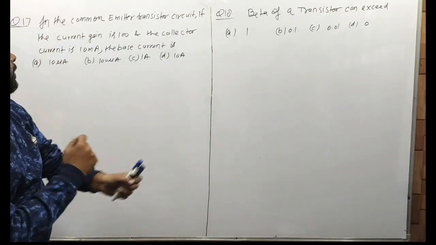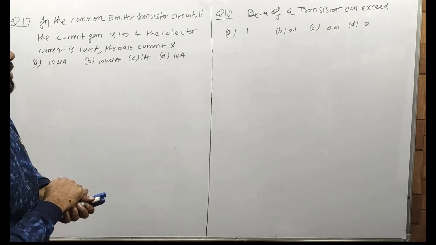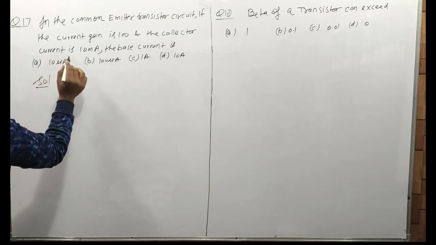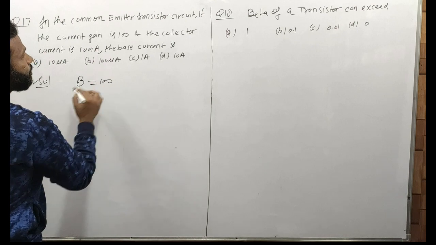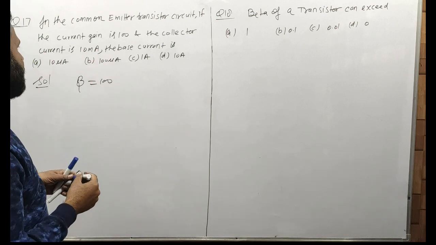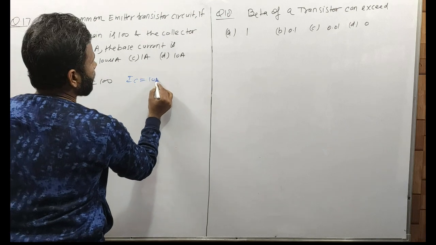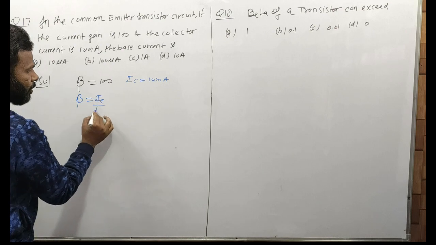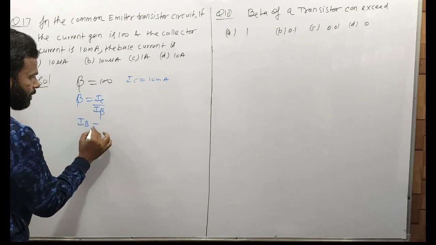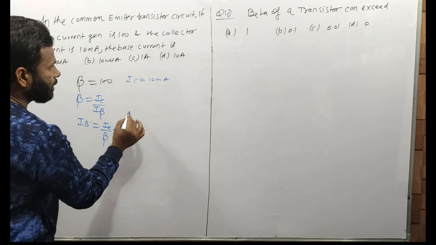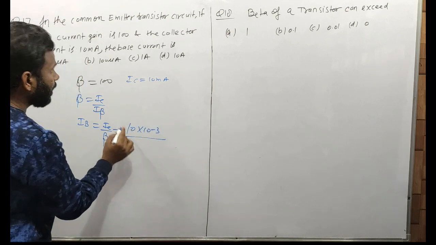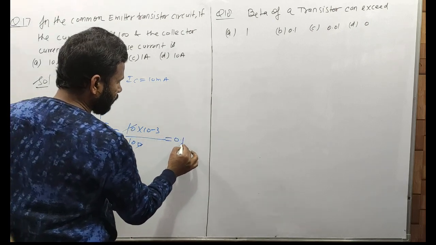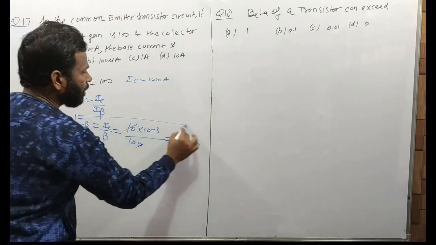Now 17 और 18 question देखते हैं. In a common emitter transistor circuit, if the current gain is 100, that is common emitter, so beta is 100. The collector current is 10 milliampere. Then the base current is, so beta is what? IC upon IB. So IB is IC upon beta. IC is 10 milliampere and how much is beta? It is 100. So 1 by 10, that is 0.1 milliampere. So IB is 0.1 milliampere.